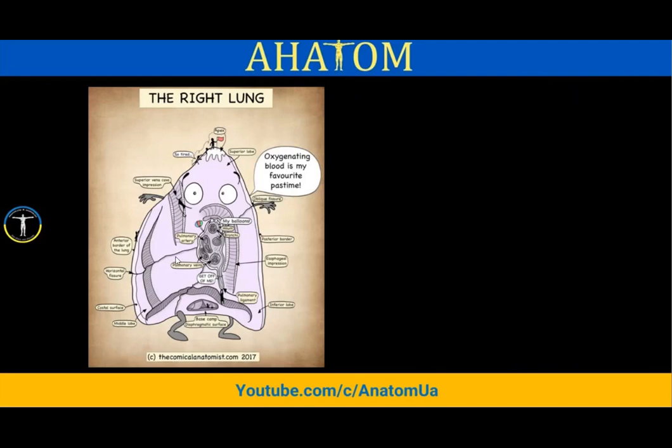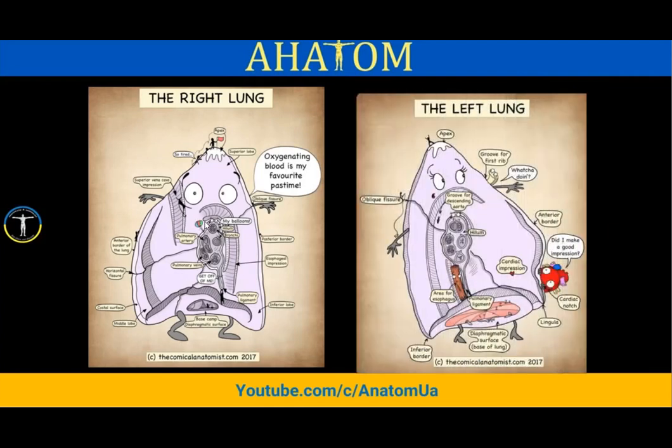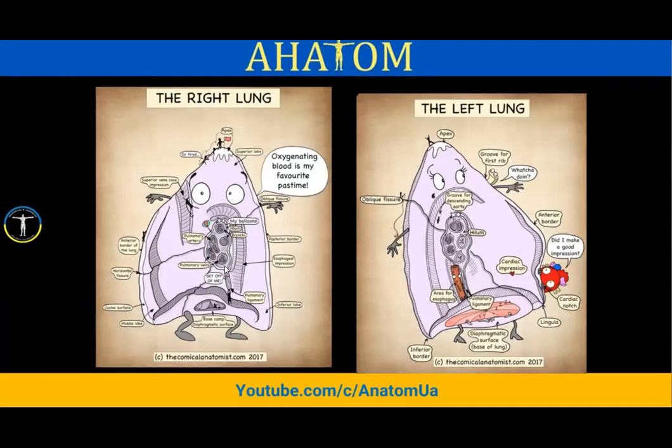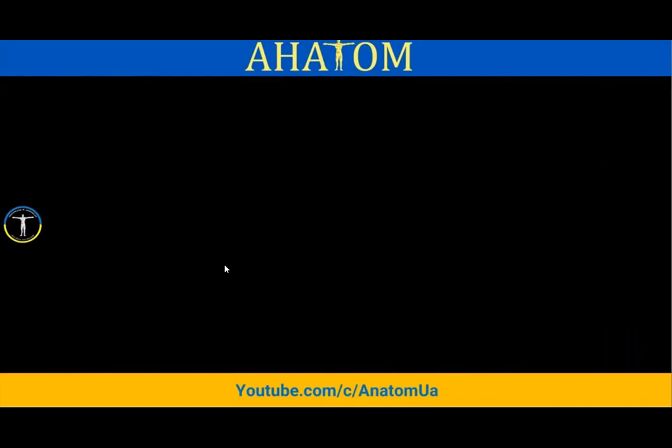What is this region in the lung? What is your opinion here? Hilum? Hilum pulmonis, yes. It's the region where the artery, veins and bronchus enter and exit.